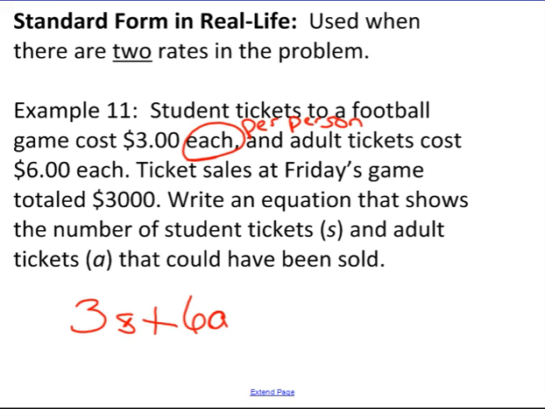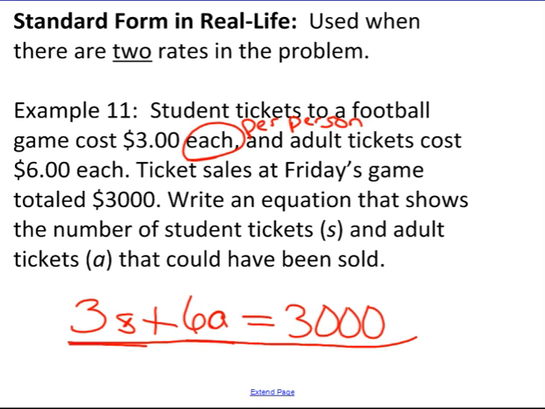Okay, so this is for the student tickets, this is for the adult tickets, and this is going to equal the total. So the total was $3,000. 3 times S plus 6 times A is equal to 3,000.